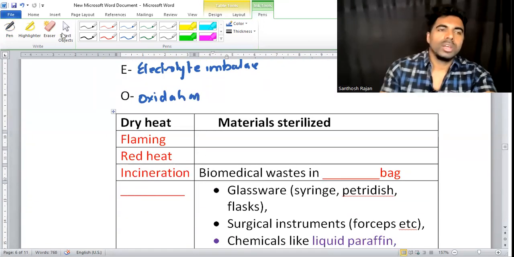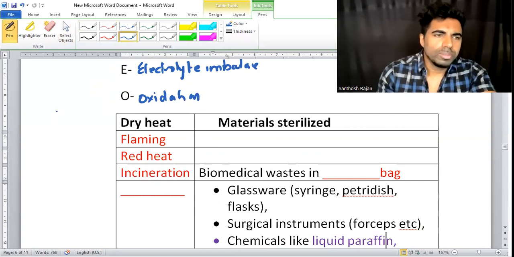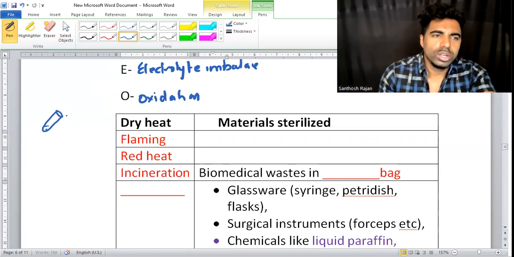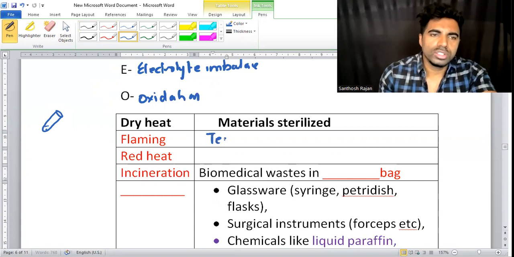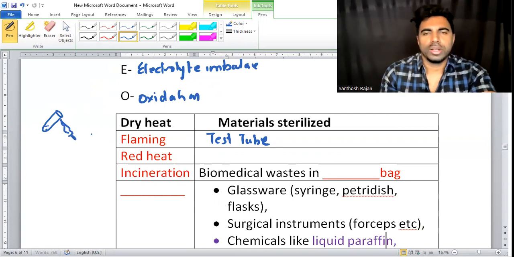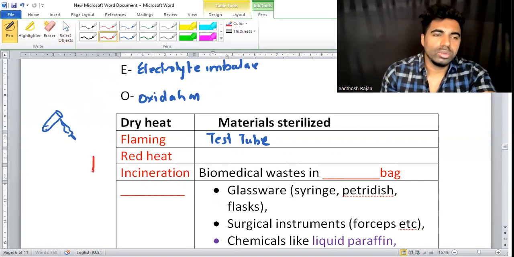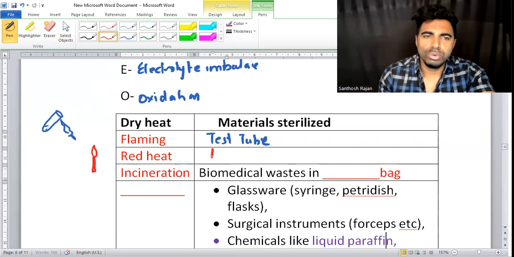Dry heat, flaming. Flaming is not a much asked question, but where do you flame? You flame the tubes. Suppose this is a test tube I'm using in my lab. To prevent contamination, the end of the test tube is sterilized by using the flame on the upper part. That's flaming. Red heat is something commonly used in the lab. You have a burner like this, and for culture we have wire loops.